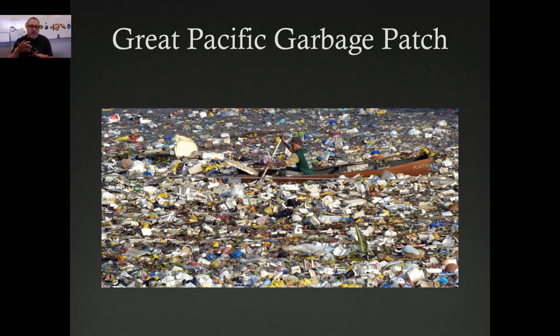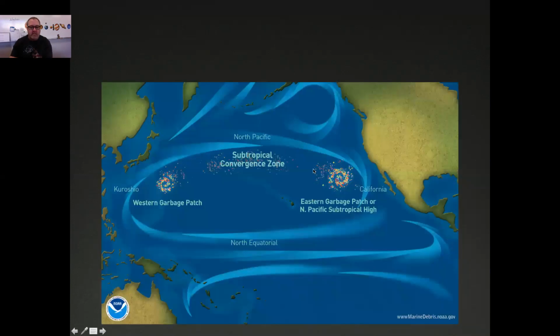But the gyres, or the way that the water circulates around in the ocean, has created this situation where it's collecting all of the trash that ends up in the water from the western coast of North America and the eastern coast of the Asian continent. So there's two garbage patches. There's the eastern garbage patch, and then there's the western garbage patch. And then we have this area in the middle where there's sort of trash that's just kind of mixed in.